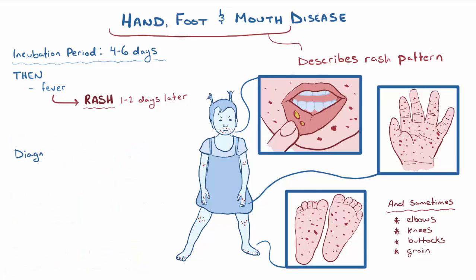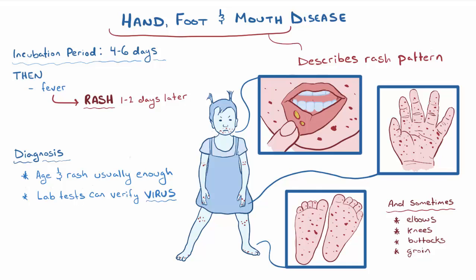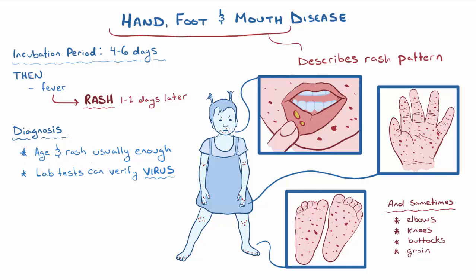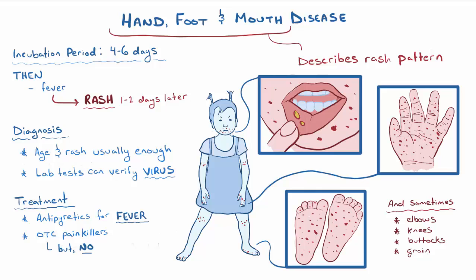This telltale rash and the age of the patients is usually enough to diagnose the disease. In severe cases, lab studies can be used to identify the virus, but this is atypical because, luckily, hand, foot, and mouth disease is generally more of a nuisance than a severe syndrome. In addition, treatment of the disease is mostly supportive. Antipyretics can be given to treat the fever, and over-the-counter painkillers can be administered as needed. Just remember, no aspirin for the kiddos, all right?